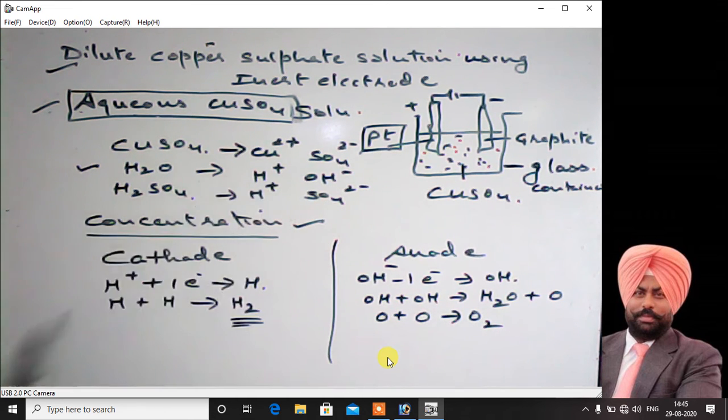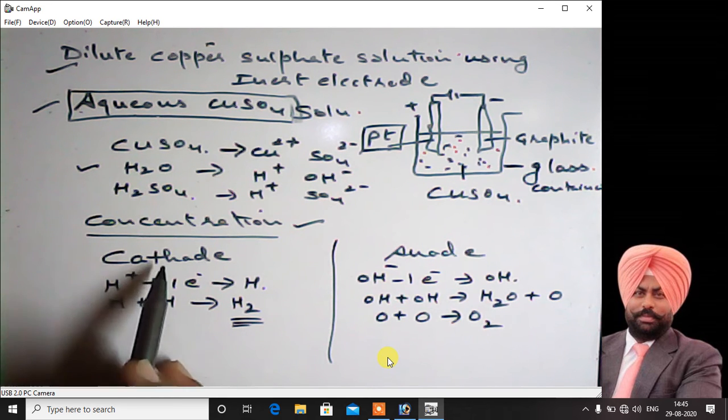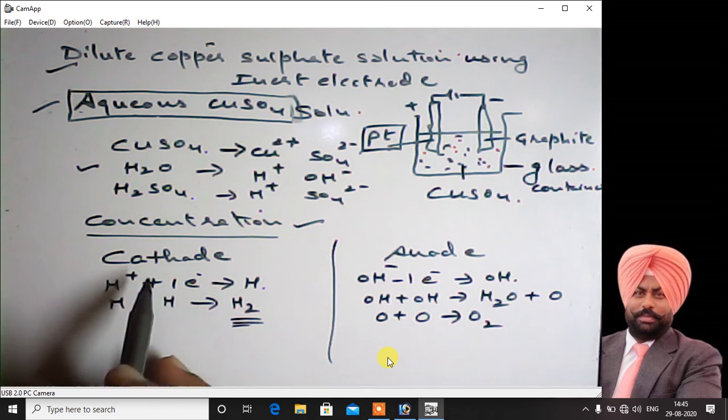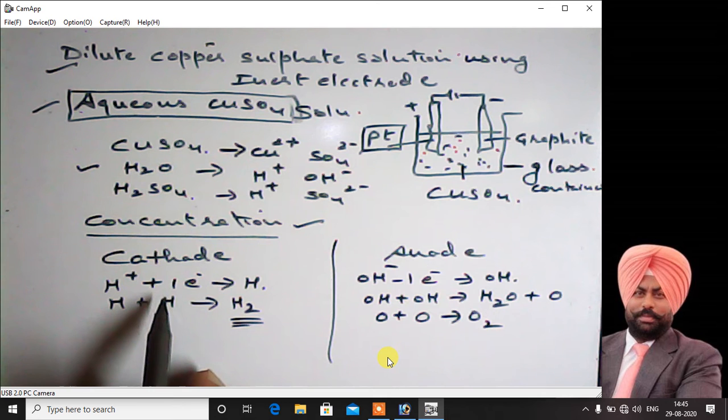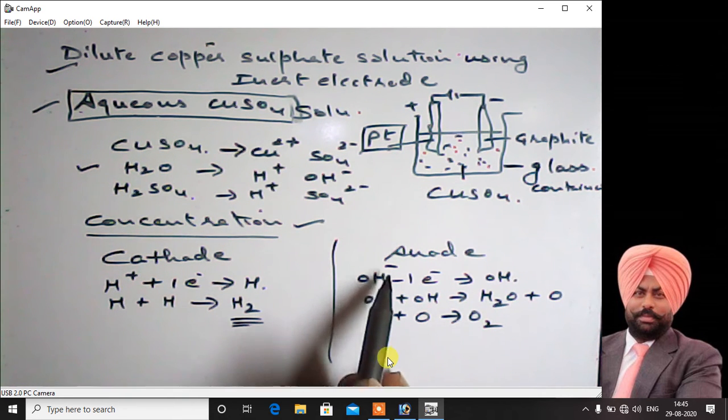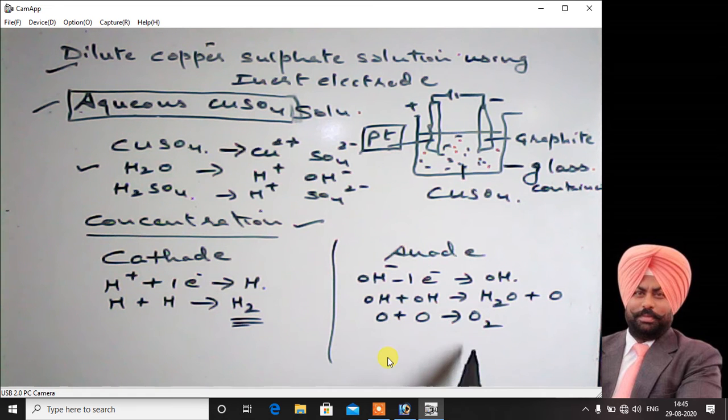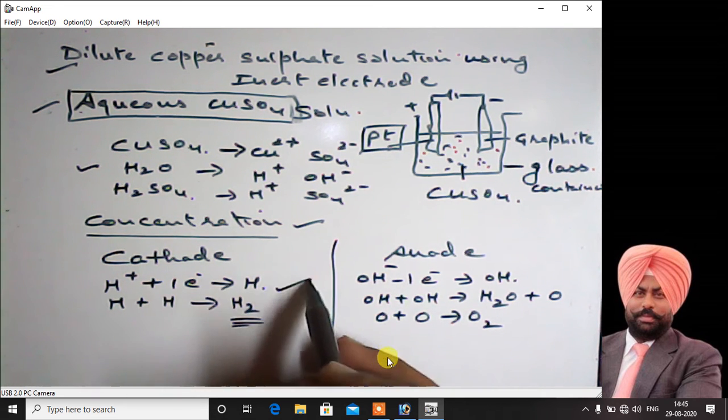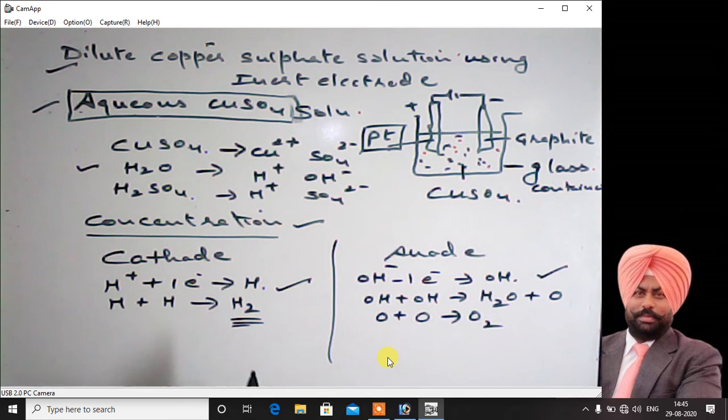two hydrogen and hydroxide ions will migrate towards cathode and anode, and the hydrogen ion will gain the electrons and form hydrogen gas, and hydroxide ion will lose the electrons and will form oxygen gas as the product. So this is the reaction at cathode, here it is the reaction of anode, and the products are hydrogen at cathode and oxygen at anode. So this was the electrolysis of dilute copper sulfate solution using inert electrode.